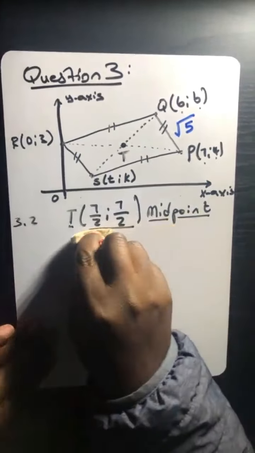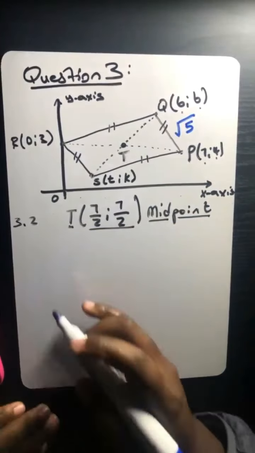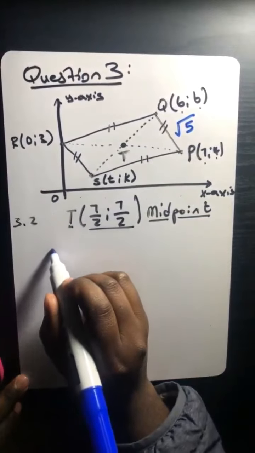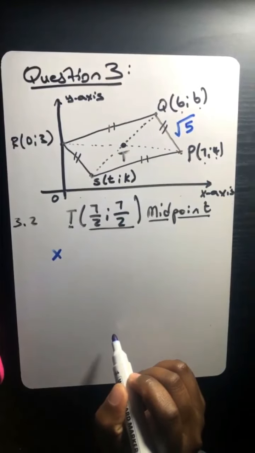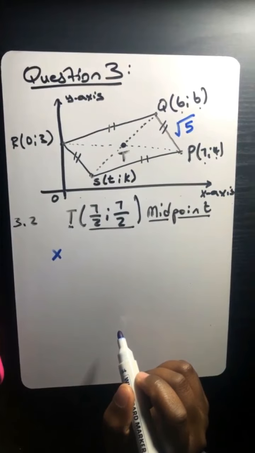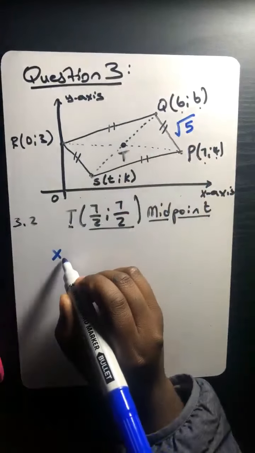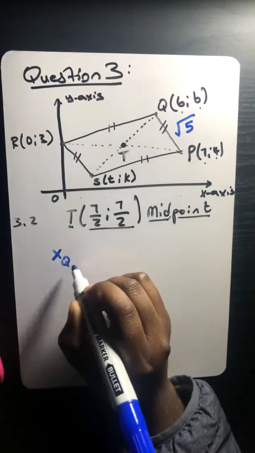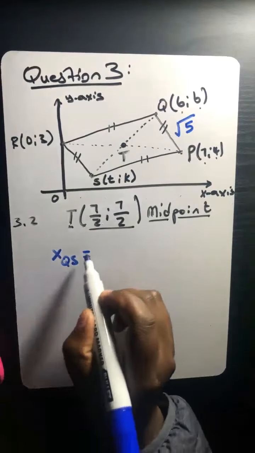So most importantly, guys, because they mentioned the midpoint, I know very well that a midpoint formula is a midpoint between 2 points. Which 2 points are they talking about in this question? It is the points Q and S. So that means the midpoint of Q and S is going to be equal to, remember, for the X value.